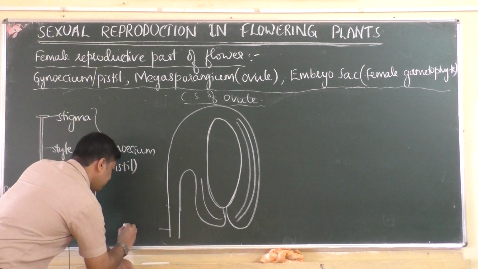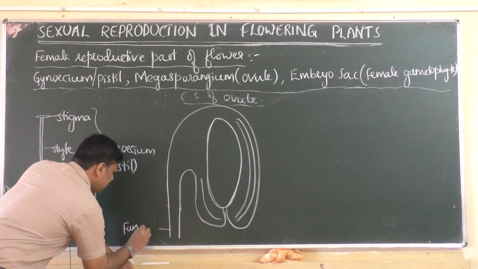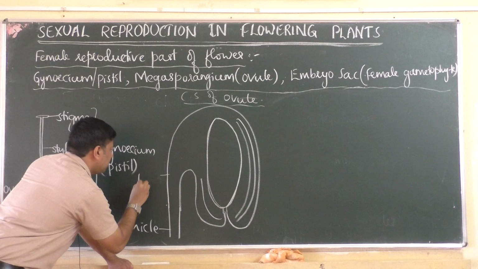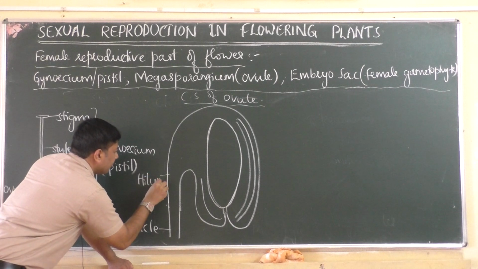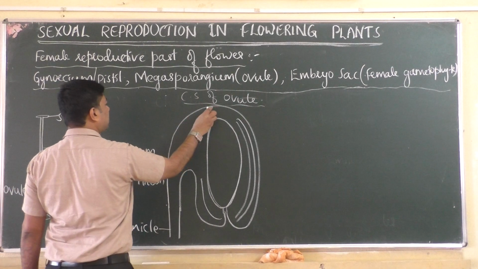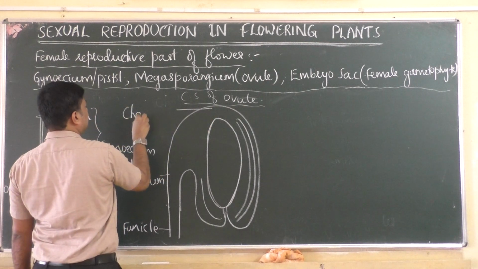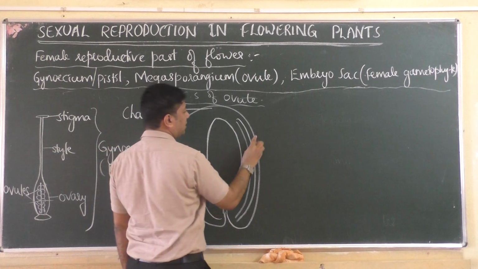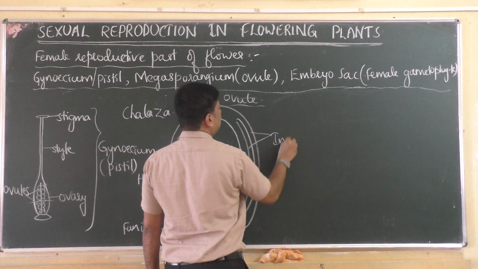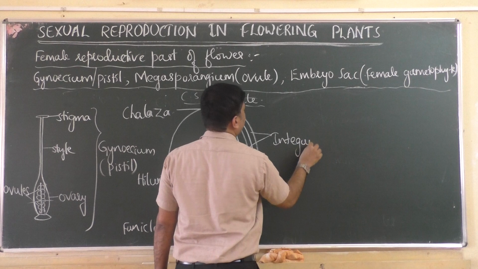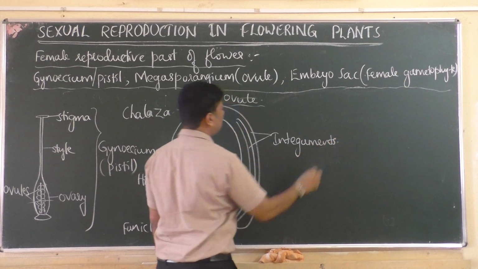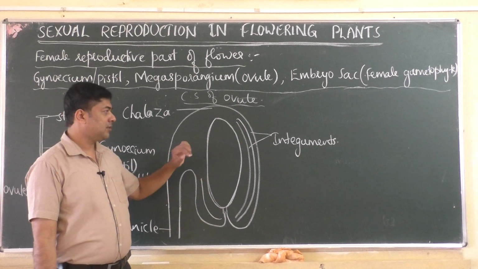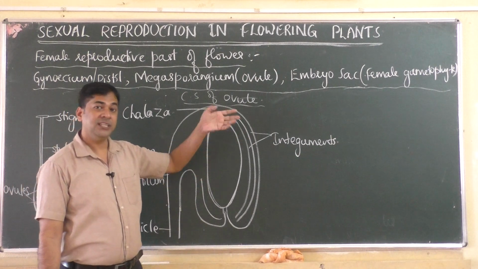This part of the ovule is called funicle. Then here this part is called hilum, and the topmost part is called chalaza. Then these are the protective layers called integuments. I told you, later when this ovule becomes a seed, these integuments will become the seed coat.